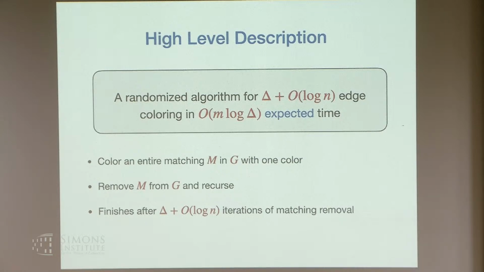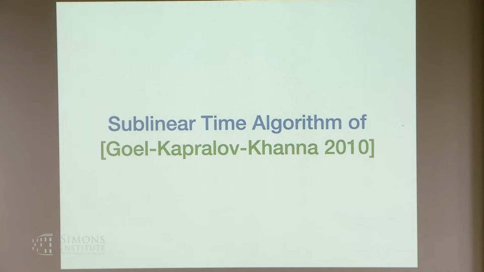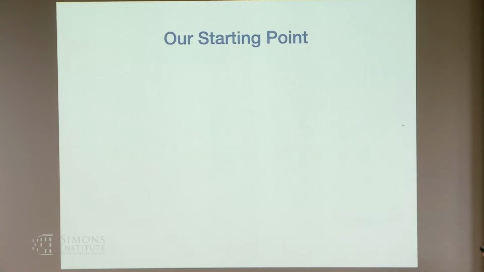And the question is how we can find such matchings fast enough, and how we can ensure that it converges fast, so you don't have to remove too many matchings before you can cover all the edges in your graph. All right, so now let's talk about this sublinear time algorithm of GKK.